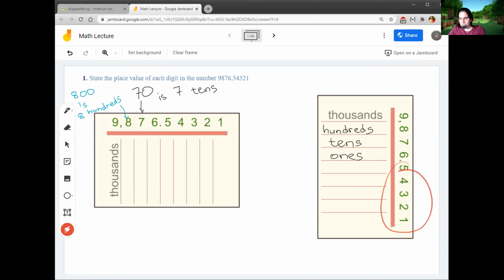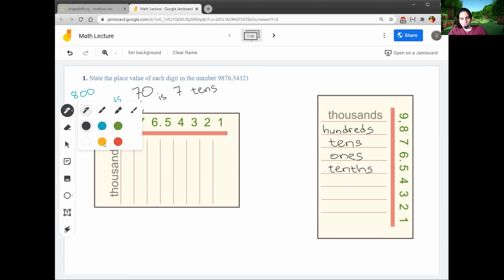Let's talk about the decimal ones. Isn't the 5 tenths? Tenths, yes. So our convention is that for all the ones that are decimals, they will always end in s to make them different than the whole number ones. What is the 4? Hundredths.